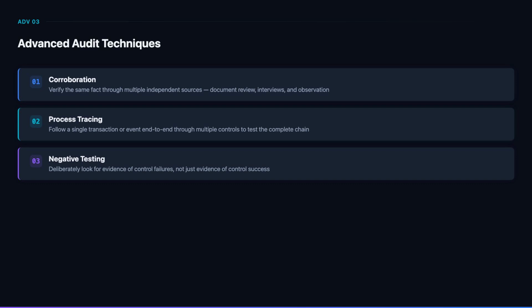Look for incident records with no root cause analysis. Search for risk assessments that identified no high risks. Absence of negative findings often indicates a control that is not operating effectively rather than a perfectly secure environment.